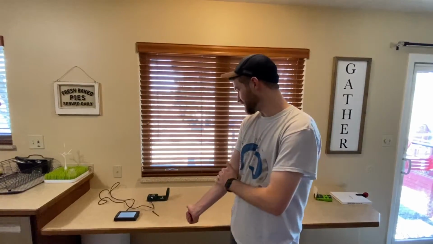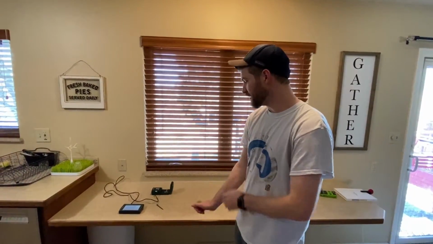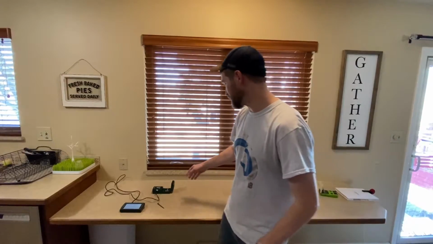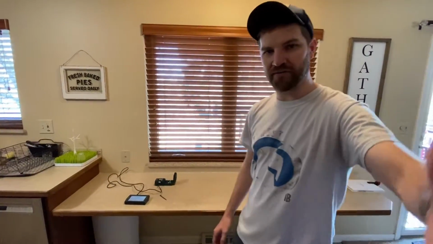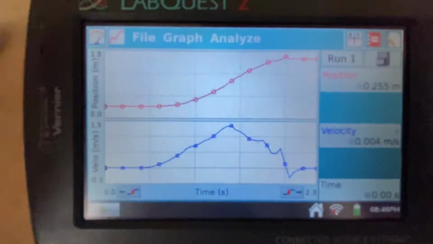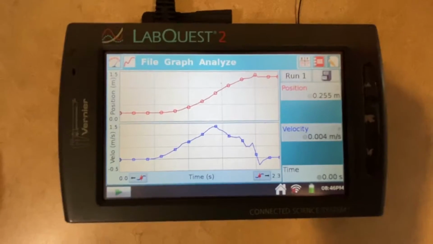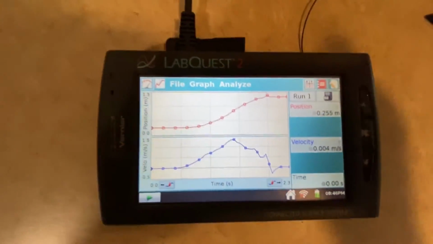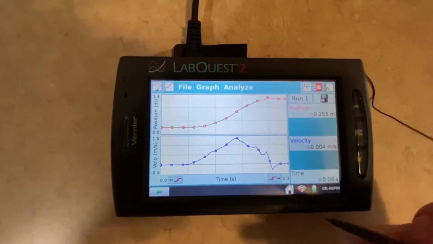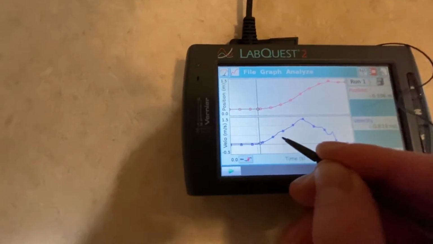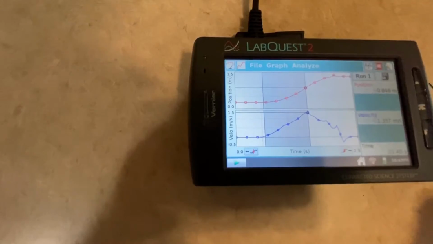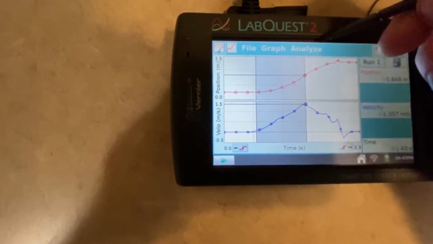Okay, so I had to run it a couple times to get some good data. I had to kind of tinker with the sensor and make sure it was aimed correctly. But now what we have, if we look at our graph, is a position versus time and a velocity versus time graph. And I know that the slope of velocity versus time is my acceleration. So I can actually have this computer do that for me.